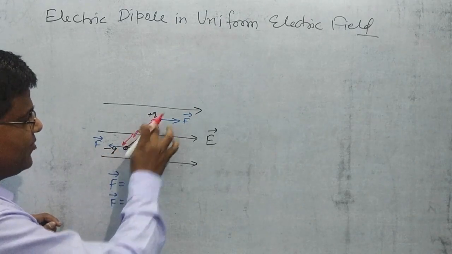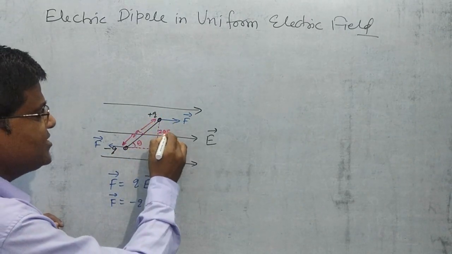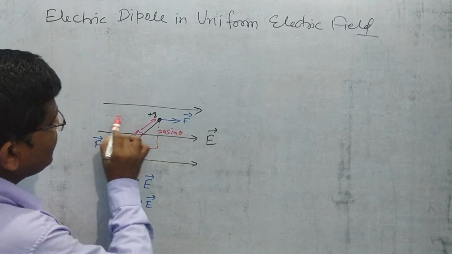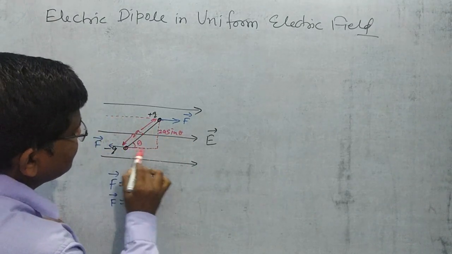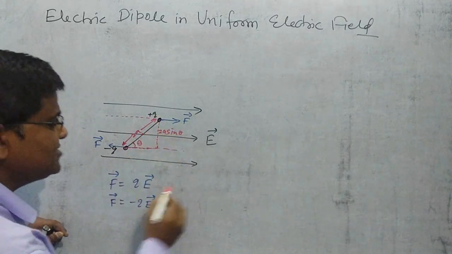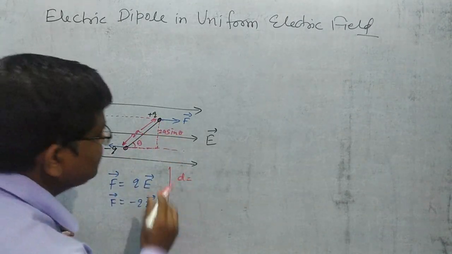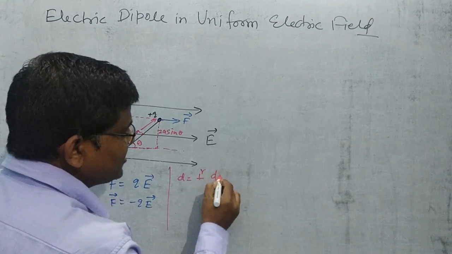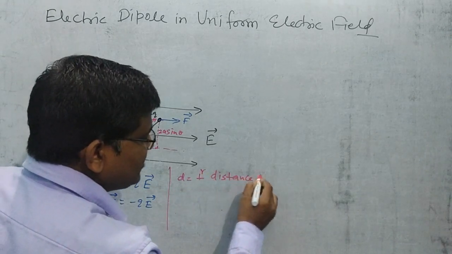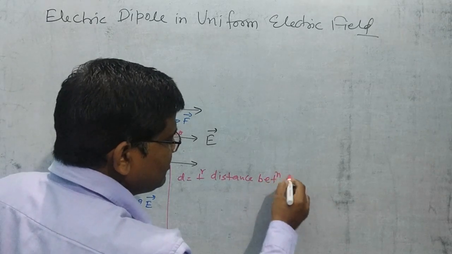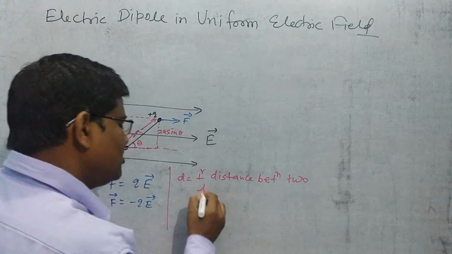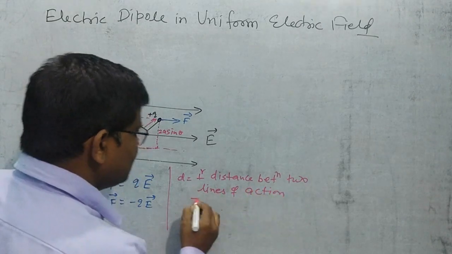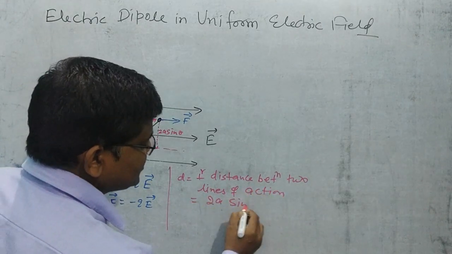Then the component of this is 2a sin theta. The perpendicular distance between the two lines of action of the two forces is this one, the perpendicular distance between two lines of action, and this is 2a sin theta.